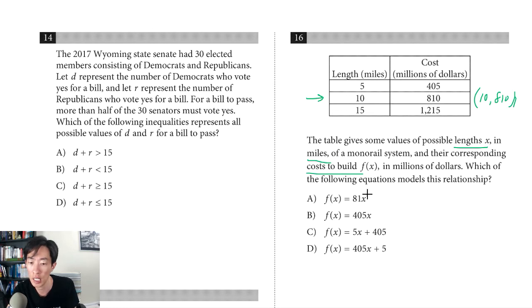So choice A, 81 times 10 does give 810, so A works for now. Choice B, 405 times 10 is going to be about 4,000, so that's not going to work. Choice C, 5 times 10 is 50, plus 405, that's 455, not 810, so C is out. Choice D, 405 times 10 is 4,000, again, plus 5, way off from 810. So we can eliminate D, and we know that A is the answer. And if you were more comfortable on your calculator, if you were to go through each of these, you'd find that each of these three values does fit for A, but not for any of the others.